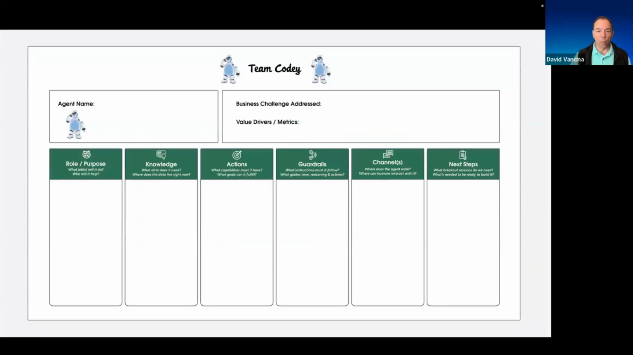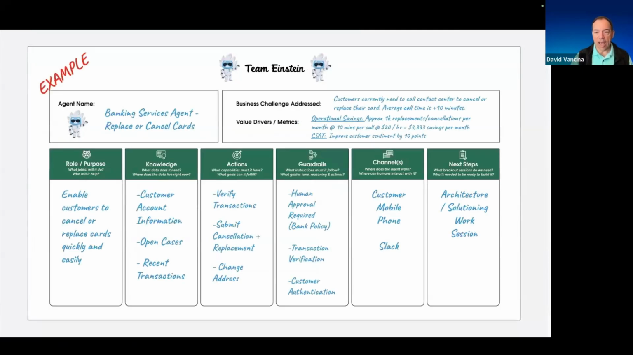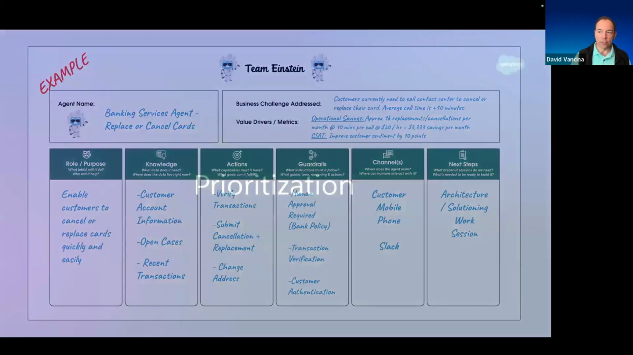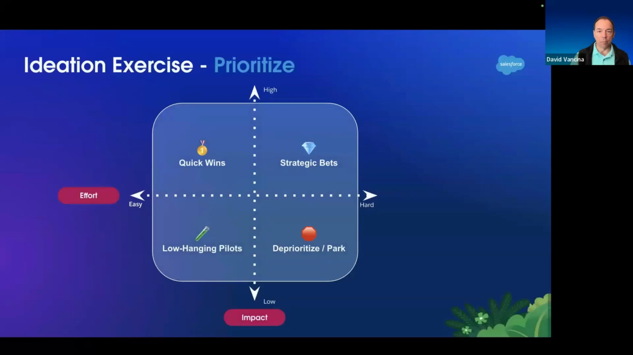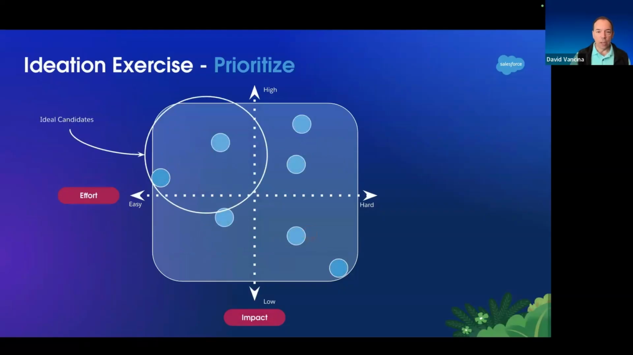Now, when we think about the work to be done, we use worksheets like this one that help us to define the role and the purpose and the knowledge and the actions and the guardrails and so forth. And we'll work with you in these workshops to fill these out for your use cases. And then once we've brainstormed that, we start to think about prioritization. Now, most people are familiar with a chart like this that looks at level of effort and impact. And obviously, we want to focus on high impact, low effort, low risk type of actions.